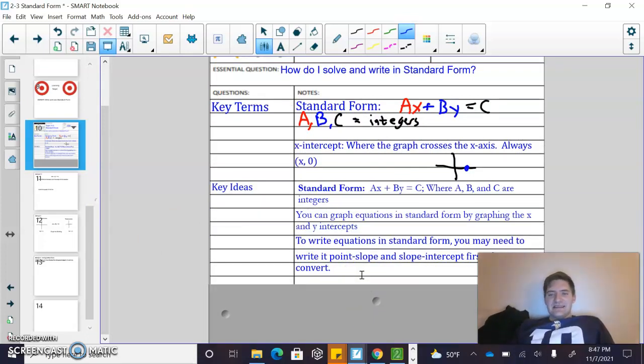So there's three key ideas that you need to know. Remember standard form, Ax plus By is equal to C, where A, B, and C are integers, like we talked about before in the key terms. Remember that you can graph equations in standard form. The easiest way to do this is to just solve for the x and y intercepts, and we'll do an example of that here shortly. And if we're going to write an equation in standard form, if we're given a slope and a point, it might be more convenient for us to write it in point-slope or slope-intercept first and then convert it over. So those are the key ideas that I have down on the screen.